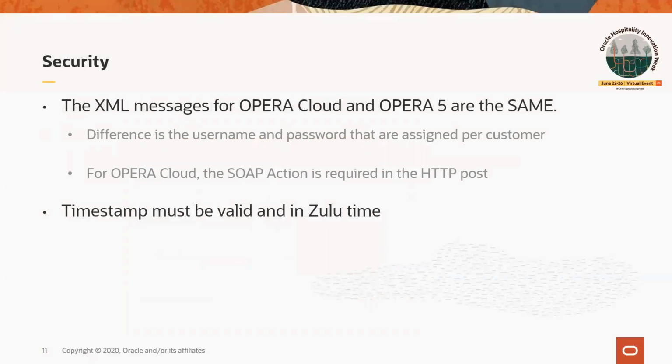Security. For connections to either Opera Cloud or Opera 5, the XML is exactly the same. The difference is the username and password that are assigned to each customer. For connections to Opera Cloud, the SOAP action is required in the HTTP post, as well as defined in the XML itself. This is important as the Opera Cloud functionality will use the post method in order to route the message correctly. For all connections, the timestamp must be valid and should be in current Zulu time.